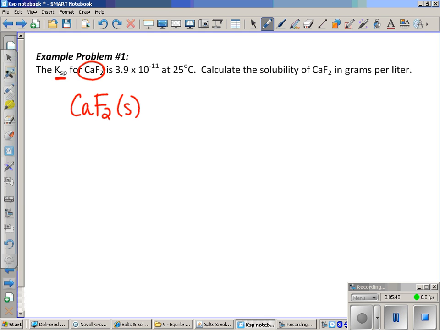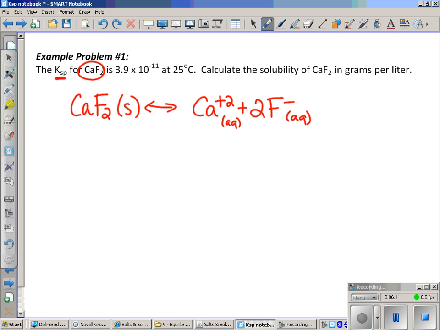So it's going to be CaF2, solid, in equilibrium with, again, anytime they give you a Ksp, it has to be a solid. That's why I knew that was a solid. And then it's going to break up into its ions, which is Ca2+, and then I have 2 F minuses, and that's very, very important. You can label these aqueous, but you don't have to, because they have to be aqueous. So that's our equation.